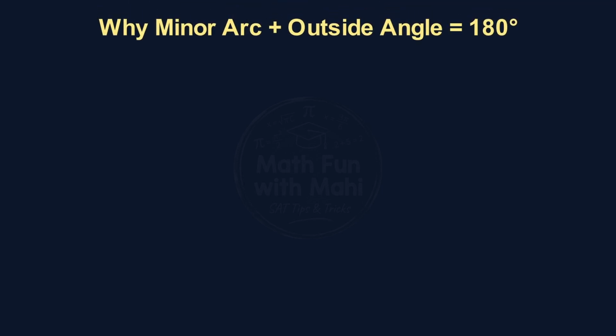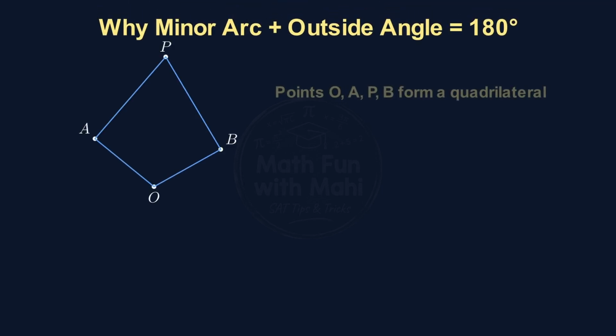Ever wondered why the SAT shortcut for circle tangents actually works? Today we are proving why the minor arc and the outside angle always sum to 180 degrees. Let's start with the geometry.